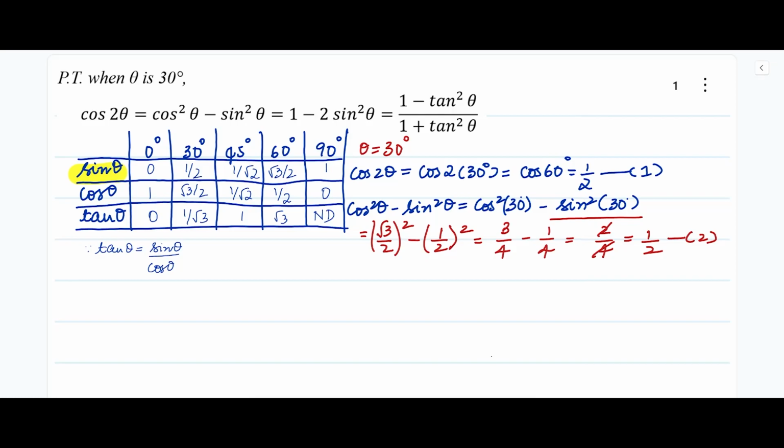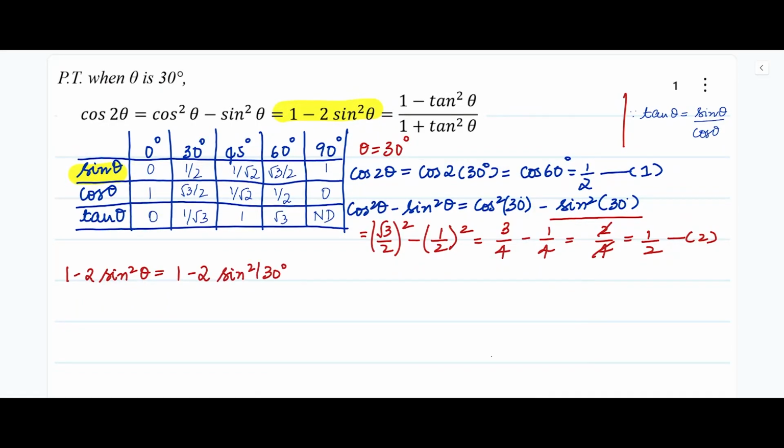Our third equation is 1 minus 2 sin square theta. Here we substitute theta as 30 degrees. So when we do that, we will get 1 minus 2 into sin square 30 degrees. The value of sin 30 degrees is half, so we will get 2 into 1 by 2 whole square, because we have sin square 30 degrees. When we do the calculations, we will get 1 minus 2 into 1 by 4. 2 into 2 is 2, so we will get 1 minus 1 by 2. 1 minus half is half. This is our equation 3.